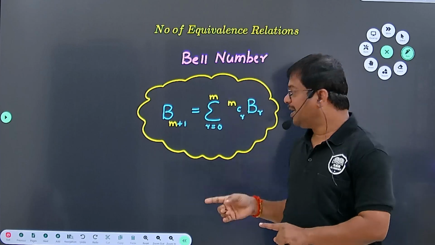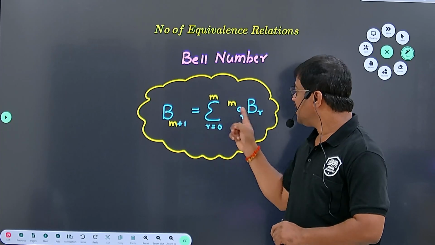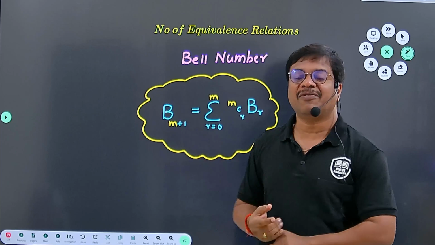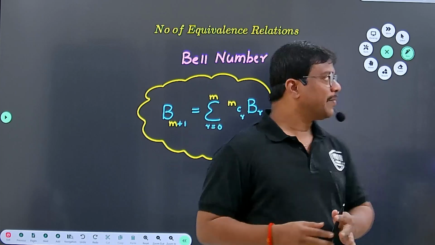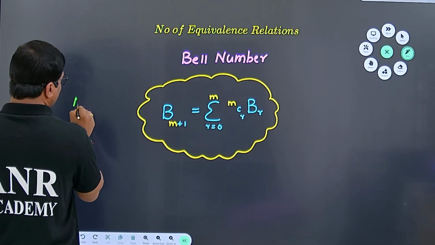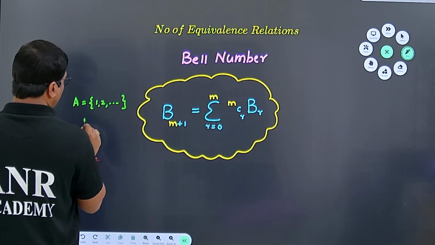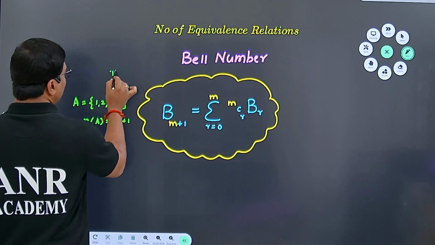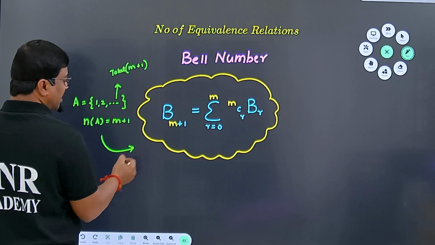Bell number can be defined mathematically as B of m plus 1 equals summation r from 0 to m, mCr Br. Here m plus 1 indicates the total number of elements in the given set, that is, the cardinality of the set. If you have m plus 1 elements, then the formula is applicable.